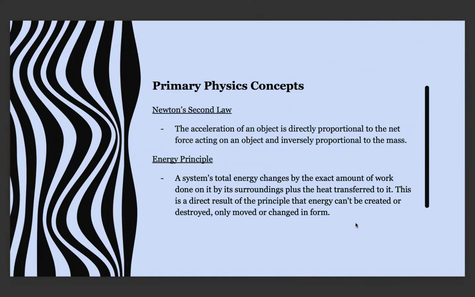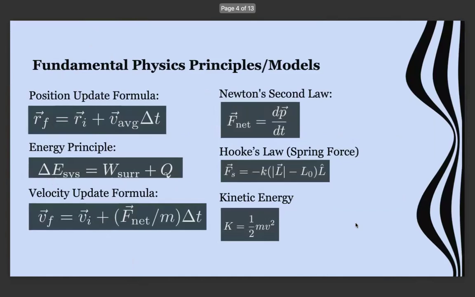The primary physics concepts during this lab were Newton's second law, which is that the acceleration of an object is directly proportional to the net force acting on an object and inversely proportional to the mass. And then also using the energy principle, which is that a system's total energy changes by the exact amount of work done on it by its surroundings plus the heat transferred to it. This is a direct result of the principle that energy can't be created or destroyed, only moved or changed in form.